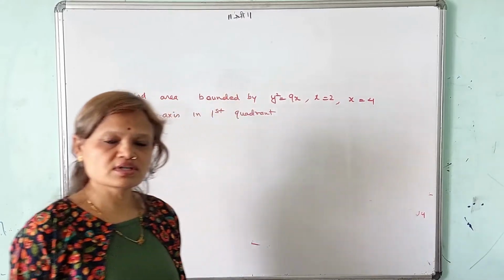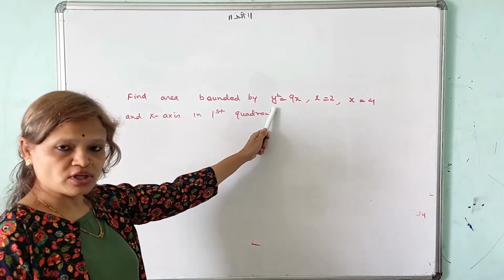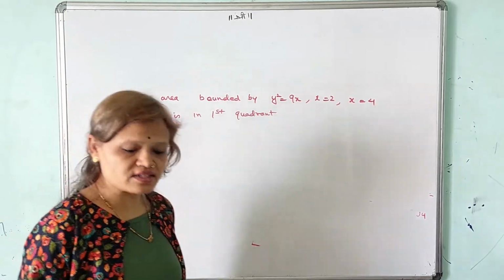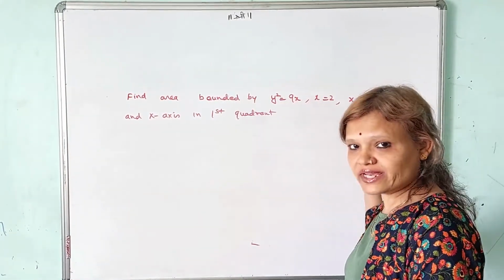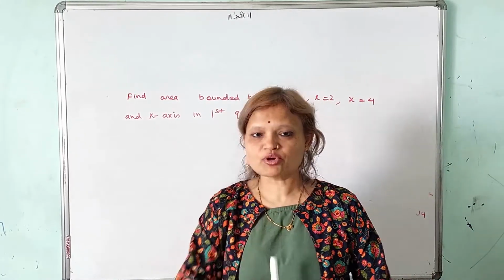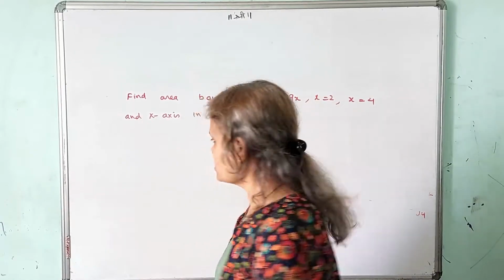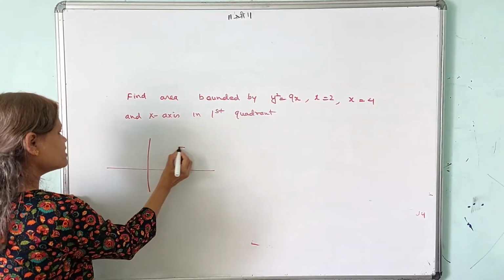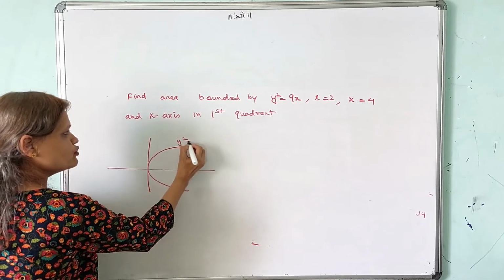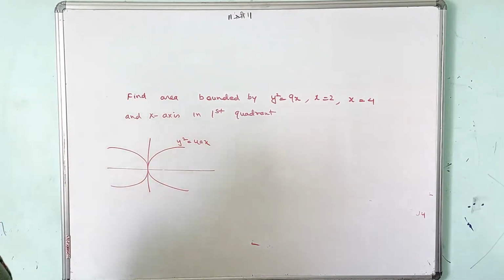The next question is very simple. This is a parabola y square equal to 9x. So you should know that there are 4 parabolas. Y square equal to 9x is symmetric about positive x-axis. Y square equal to minus 4ax. Okay, I'll just draw all these 4 parabolas. This is y square equal to 4ax. Because this is a must in application of integration, that you should know the proper curve.